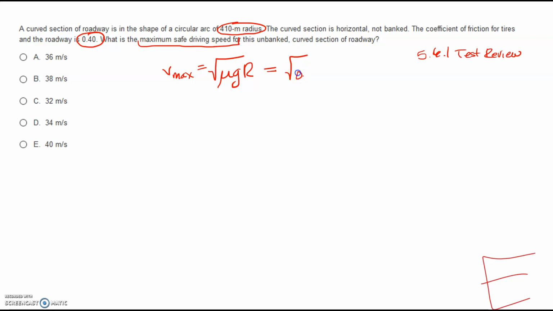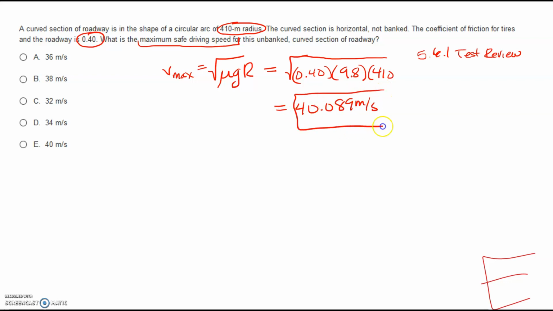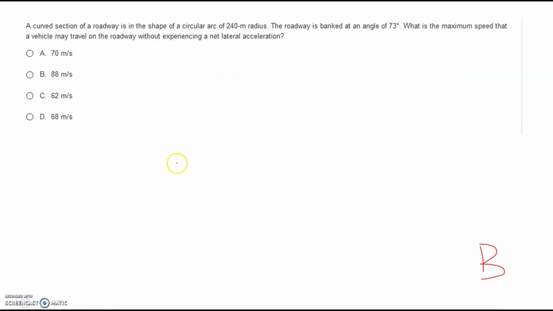So let's plug in what we have. We have 0.4, we have 9.8, and we have 410. So my answer is 40.089 meters per second, which is E. Okay.